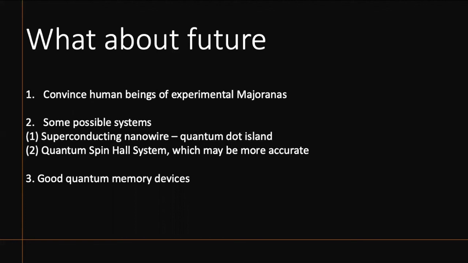The most common system for Majoranas is still topological superconductors. However, another promising idea is that we can also see them in quantum spin Hall systems, which are also topological and can connect to Majoranas.